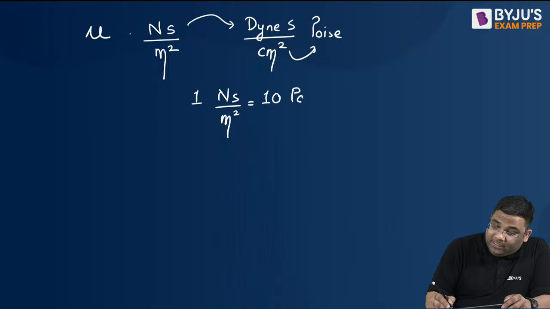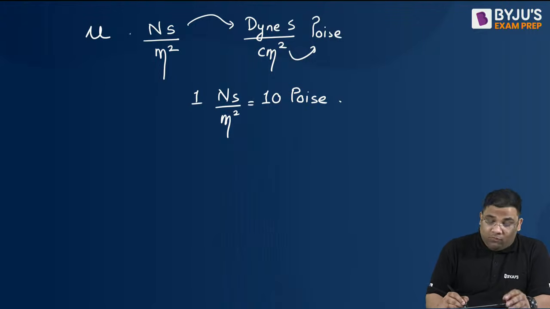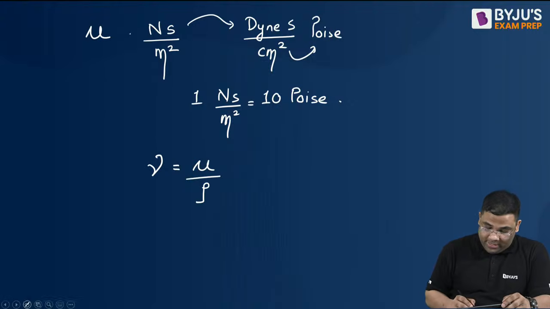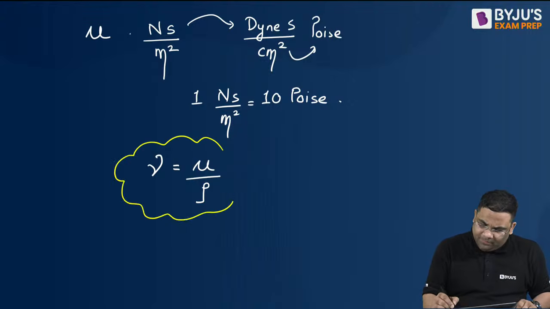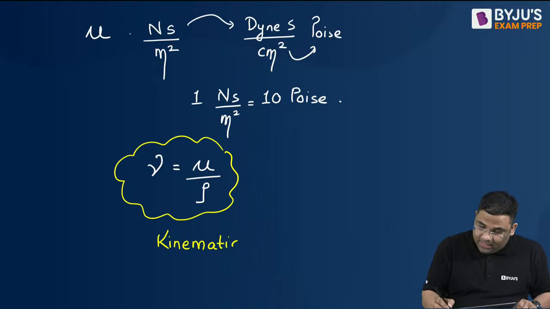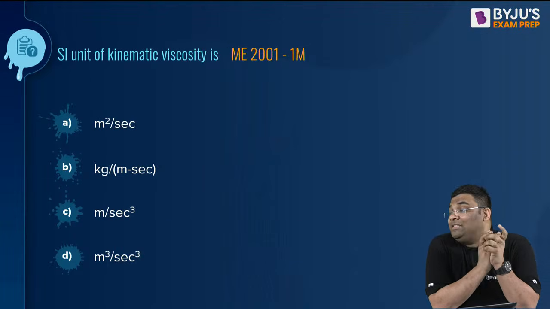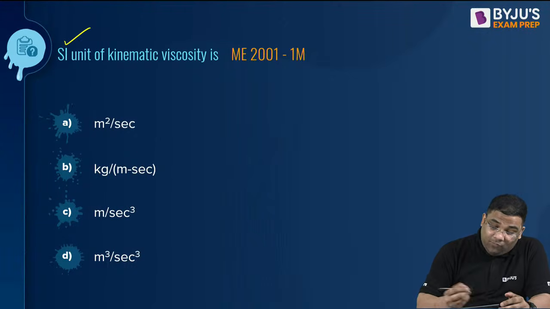In 1 mark questions, they ask these things a lot. And we know that this is your dynamic viscosity. What is your kinematic viscosity? Kinematic viscosity is dynamic viscosity divided by rho. So can you give me the unit of kinematic viscosity? This is the question asked in your GATE, 2001. They asked this question, that the SI unit of what?